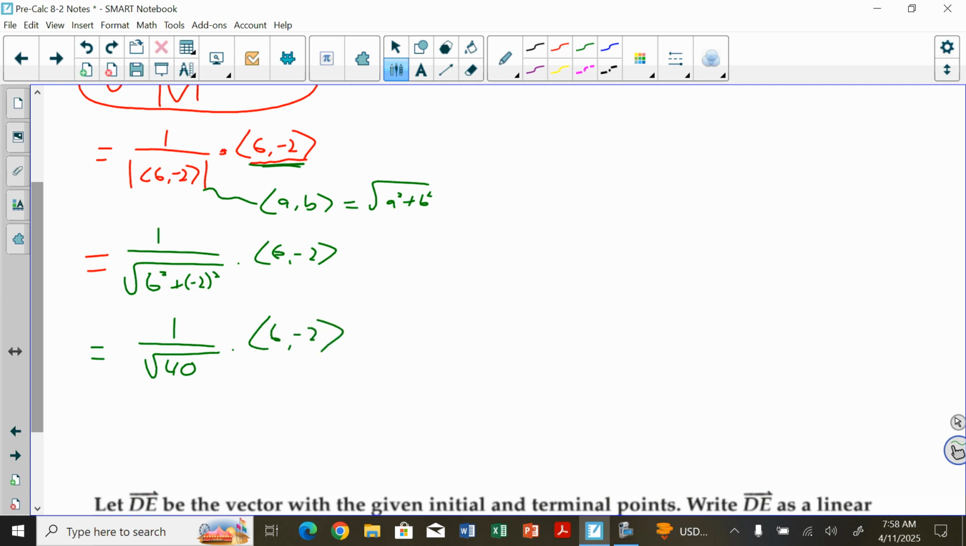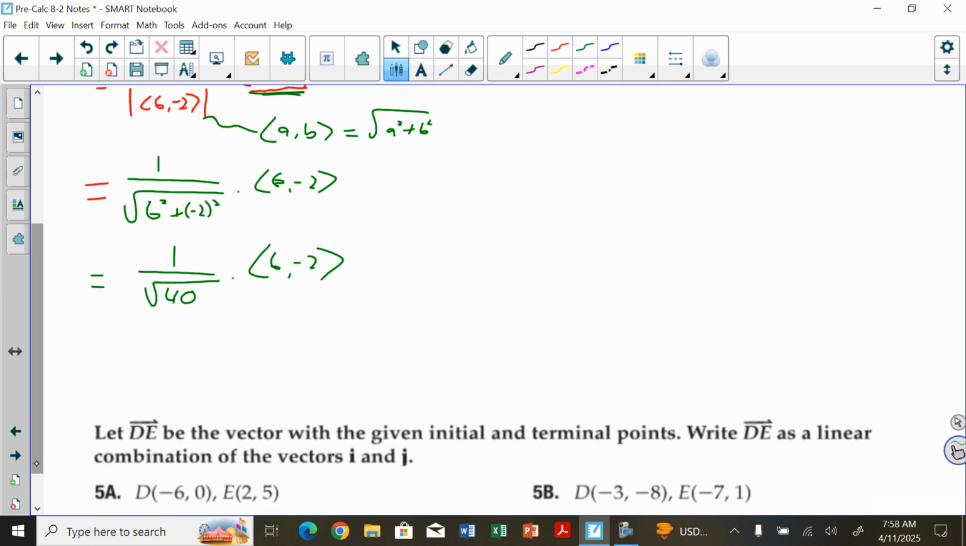We've got 6 squared is 36, plus 4 is the square root of 40, and then we've got this <6, -2>, okay? And as you get better at this, you can skip ahead of steps, and that's fine. So now here's where I'm going to multiply, and then we'll talk about the square root of 40. I'm going to multiply 6 times 1, so I'm going to have 6 over the square root of 40, comma, -2 over the square root of 40. All I did there was multiply by the 1 on the left side, so that's why it makes it easier. So I already have this as my new vector, or my unit vector.